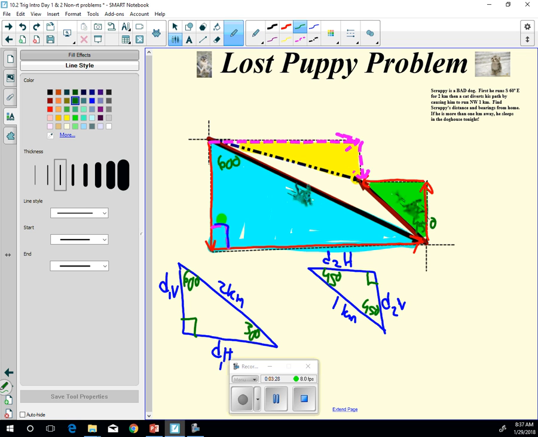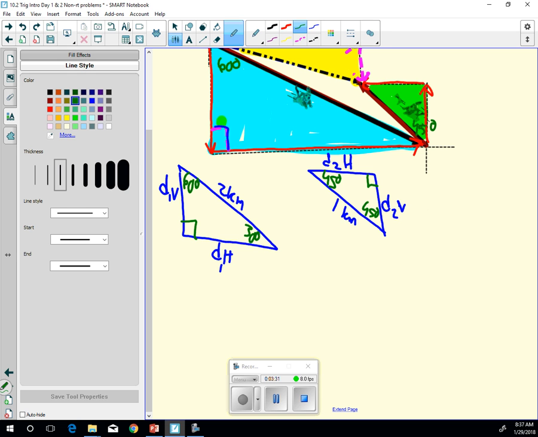Okay. Then we'll come back to all this in a little bit, but let's go ahead and figure these out. Distance 1 vertical. If this is 2 kilometers, what will the smallest side across from 30 be? 1, yep, 1 kilometer. And then distance 1 horizontal, what will the longest side be? Well, if this is 1, this will be 1 times the square root of 3 kilometers. Yep.